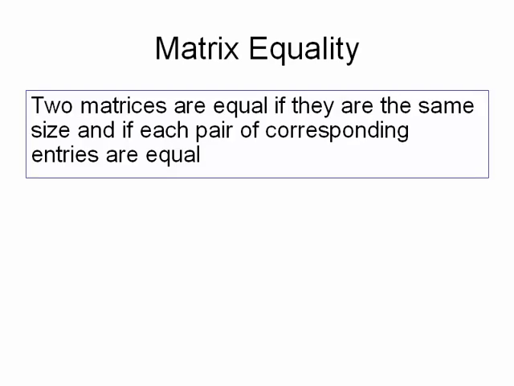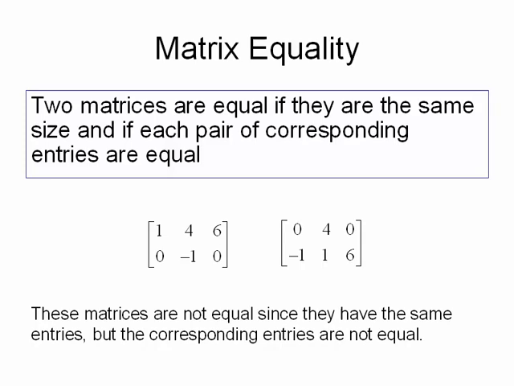2 matrices are equal if they have the same size and if each pair of corresponding entries are equal. So below I have 2 2 by 3 matrices, 2 rows, 3 columns, and although they have a lot of the same entries, the corresponding entries don't match. So in the first row, first column, the one on the left has a 1, the one on the right has a 0. Because those two things aren't exactly the same, they're not equal matrices.